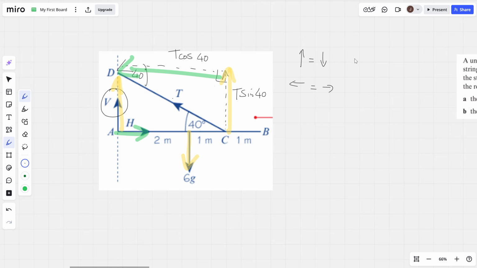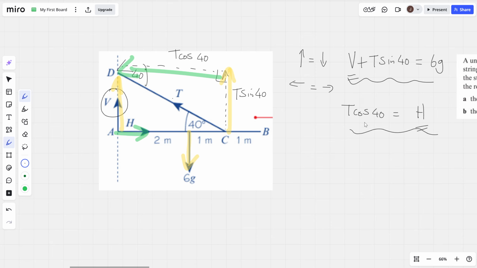So up was V. They called it V, so I'll use V plus T sine 40 equals 6g. And then what have I got for the other bit? Left equals right. I've got T cos 40 equals H. Okay, and it is V and H. It's not mu R or anything like that. It's a hinge. So we're going to go with them being separate letters, not connected.